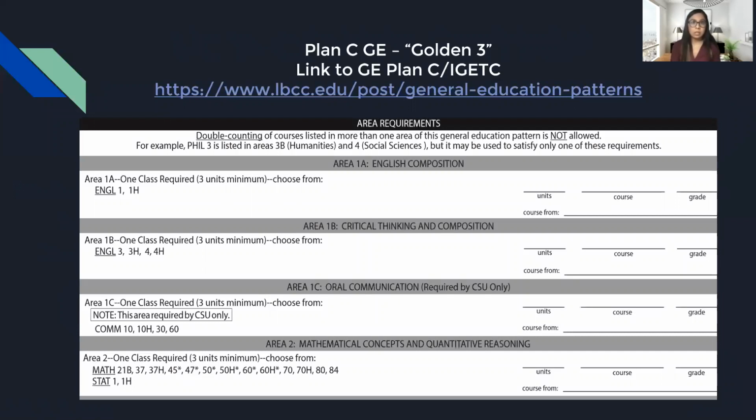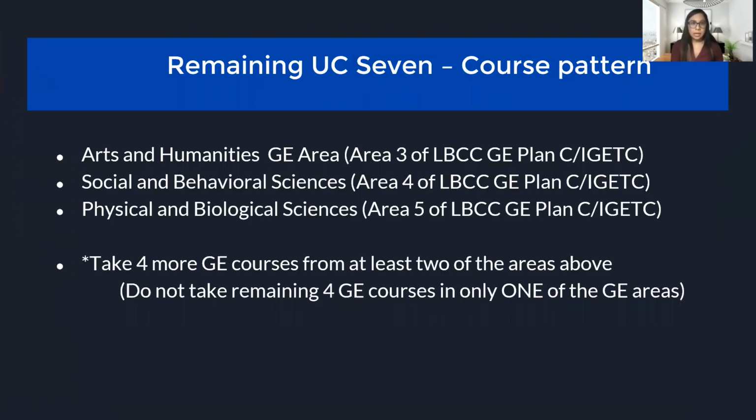Okay, so Area 1A, Area 1B, and Area 2 are the courses that are still part of the 7-course pattern. So now you're wondering, where do we get the rest of the 4 courses? So once we move on to the next slide, we will show you the classes that you could take in order for you to meet the 7-course pattern. So let's take a look at here.